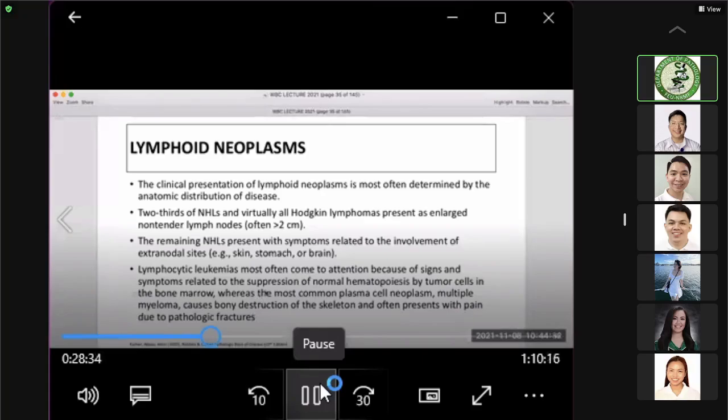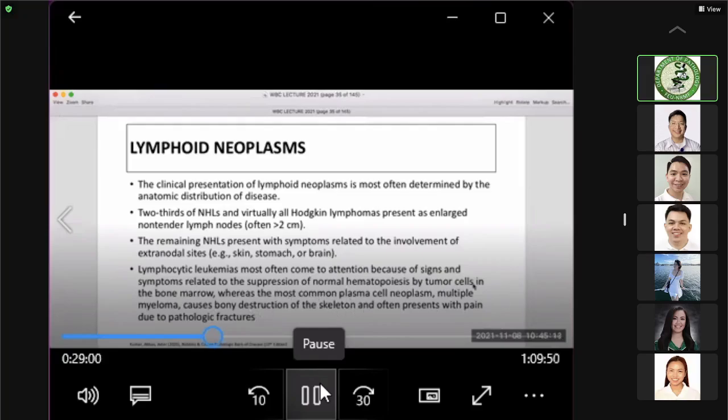Lymphocytic leukemia most often comes to attention because of signs and symptoms related to suppression of normal hematopoiesis by tumor cells in the bone marrow, whereas the most common plasma cell neoplasm, like we know about multiple myeloma, causes bony destruction. No? So may pain yan, no?